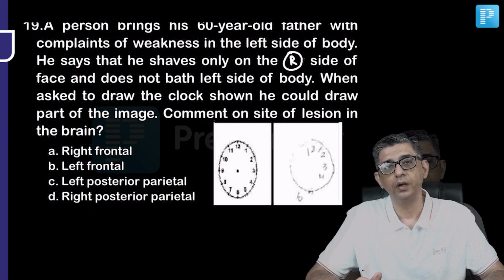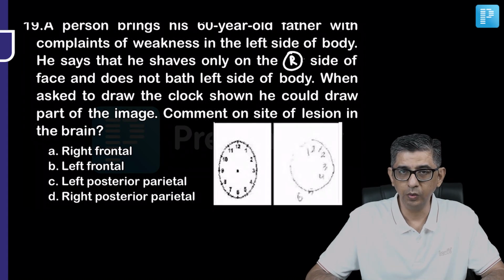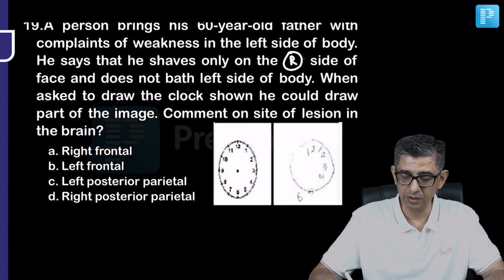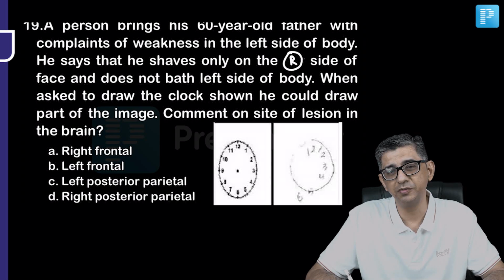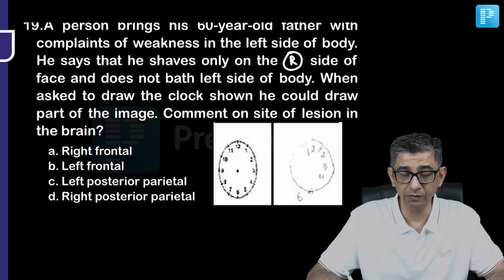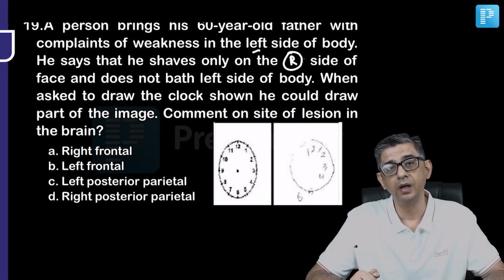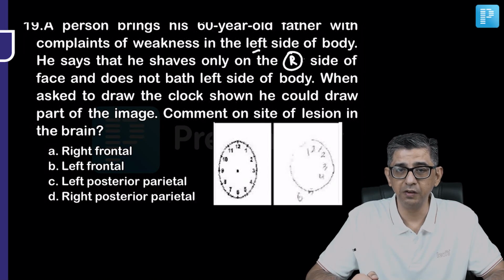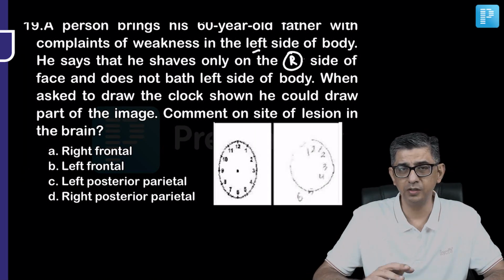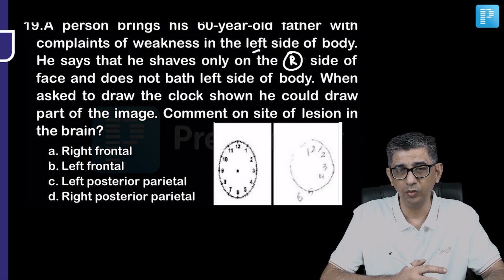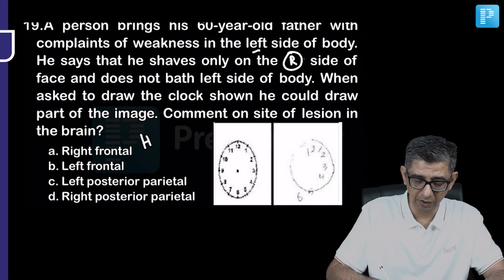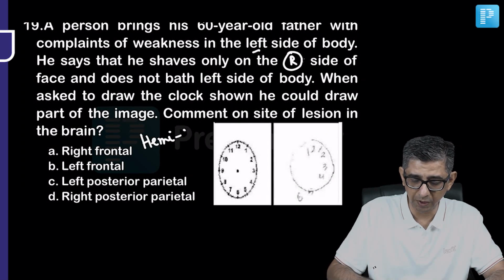Coming to the next one, which is hardcore general medicine or neurology, a person has brought his dad who's 60 years of age and is complaining that his dad is having weakness in the left side of the body. He's saying his dad is shaving only the right side of the face and does not bathe the left side of the body. So the basic presentation given in this question is that of hemi-neglect.